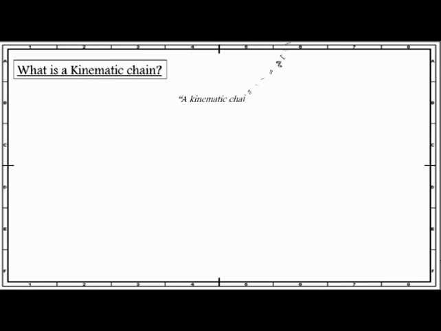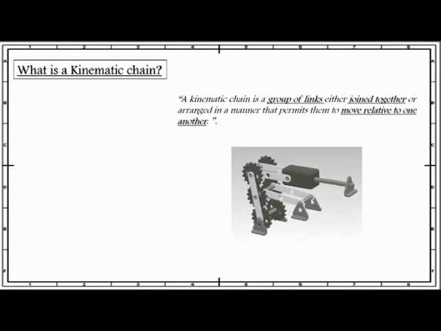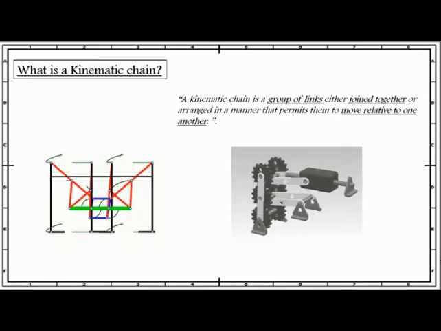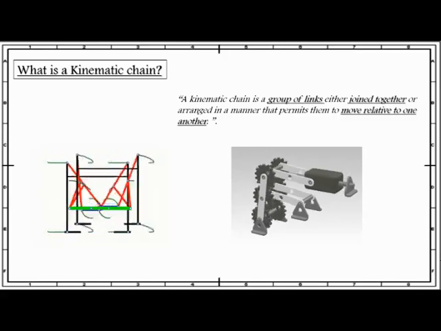Now first thing first, let us see what a kinematic chain is. A kinematic chain is a combination or assembly of joints and links. A kinematic chain is a group of links either joined together or arranged in a manner that permits them to move relative to one another. In other words, when several links are movably connected together by joints, they are said to form a kinematic chain. For example, as we can see in this figure, all the links are arranged in such a manner that permits them to move relative to one another.